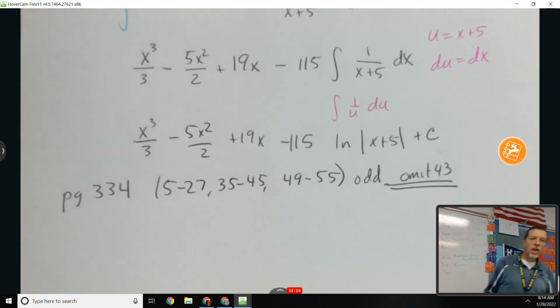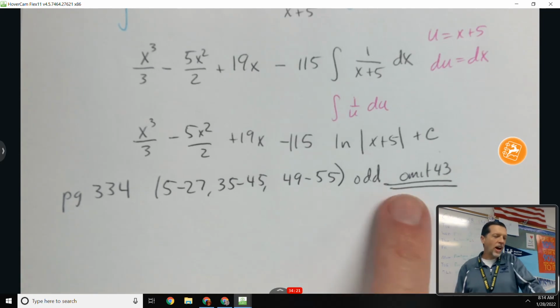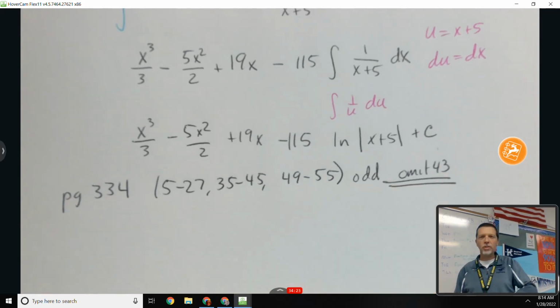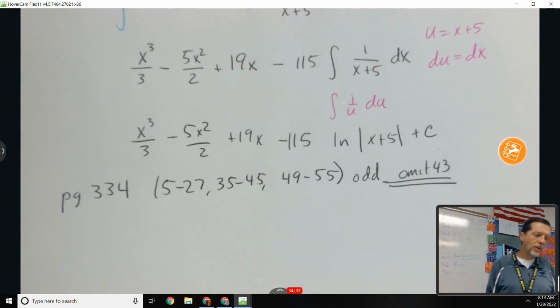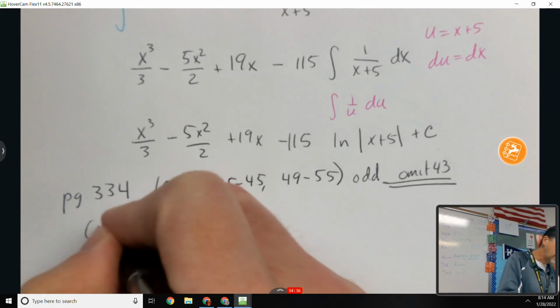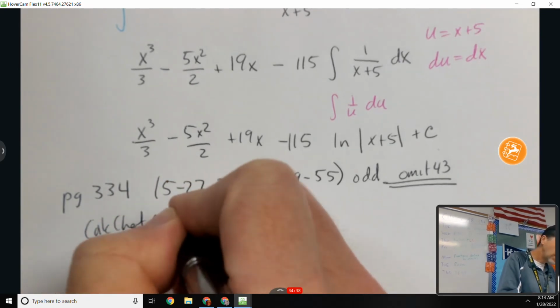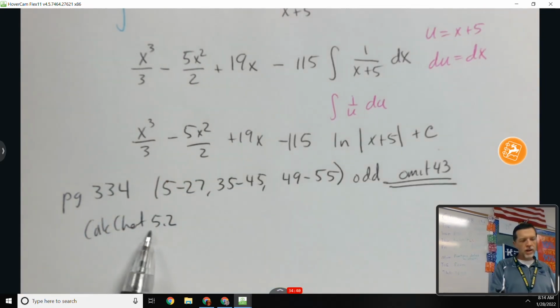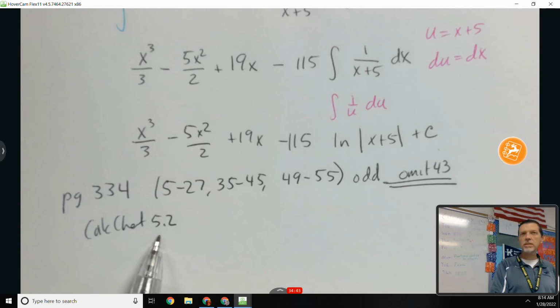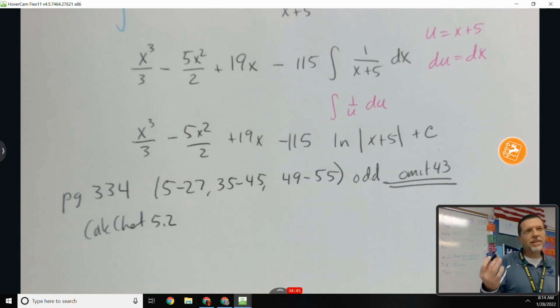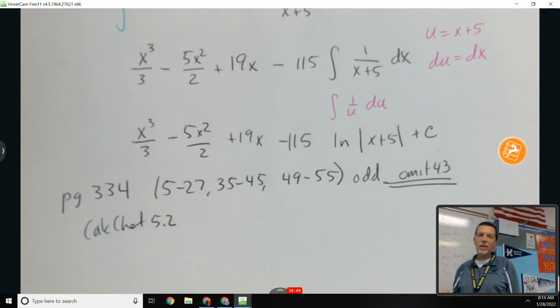All right, page 334. The odds apply to all of that, and omit 43. I'm trying to narrow it down. I don't want to just say, do all the odds. I'm trying to target to get a little bit of everything without completely swamping you. If you're using Calc Chat, this is 5.2. I also posted some answers already worked out in my handwriting. It's maybe the same as Calc Chat, but maybe I show more steps. Sometimes Calc Chat jumps around and you can't figure out what's going on.